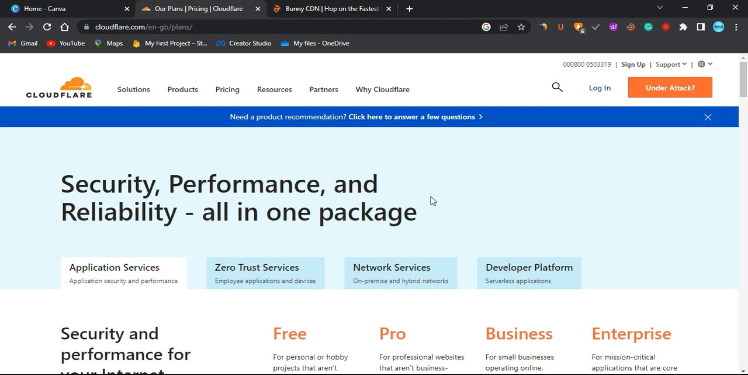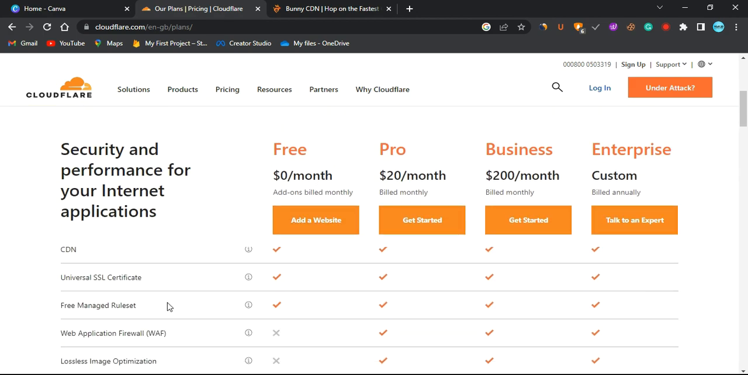And Bunny CDN is also very easy to use, and there you will also get all these features.